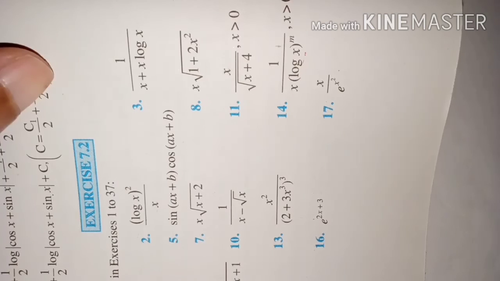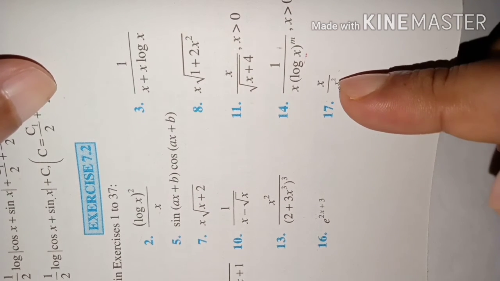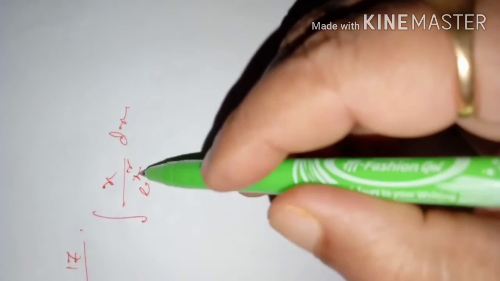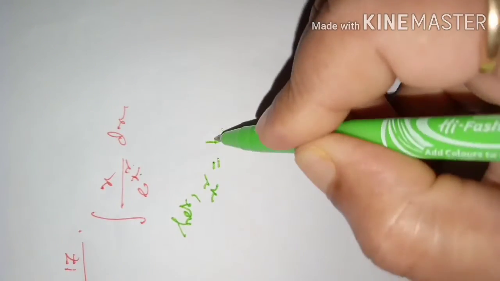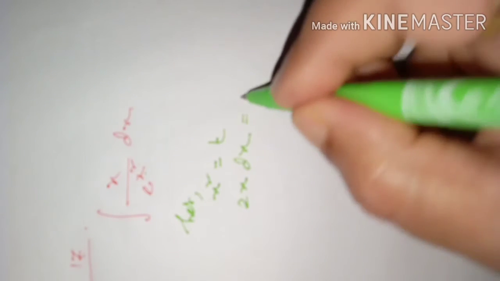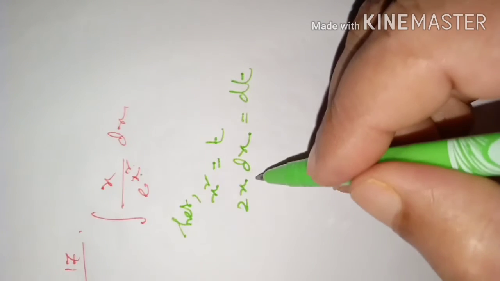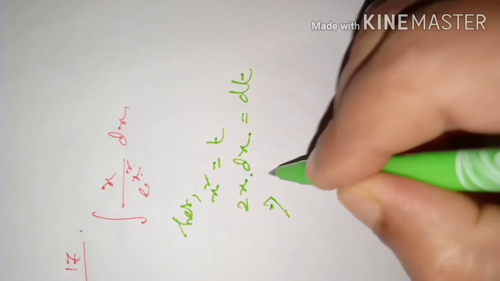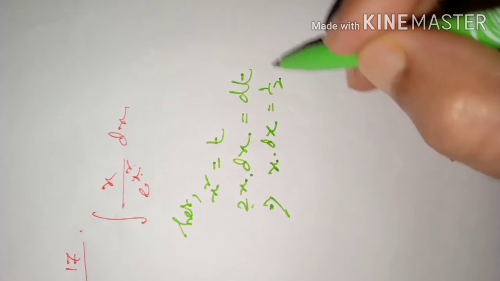One more. Look at question number 17. x by e raised to the power of x square. Here, if I consider x square as t, suppose, let x square be taken as t, then twice x into dx is equal to dt, means d by dx of x square equals dt by dx. So after simplifying we will get twice x into dx is equal to dt. From here we can also say x multiplied by dx is equal to, this 2 you take on this side, so it will be half dt.